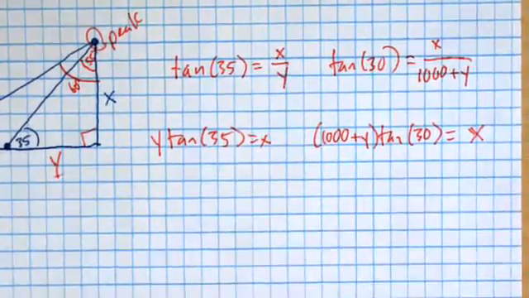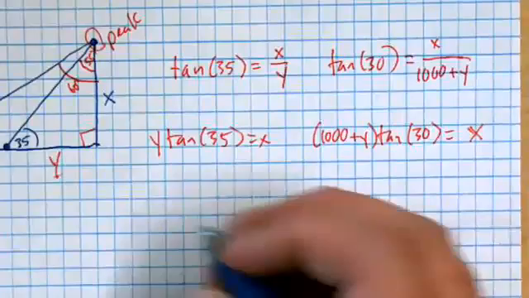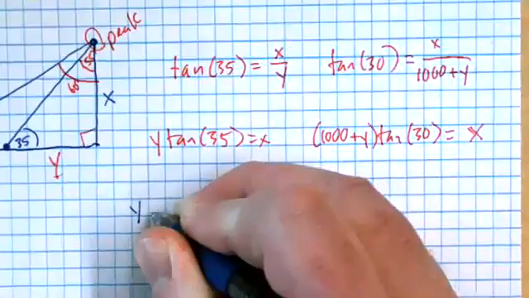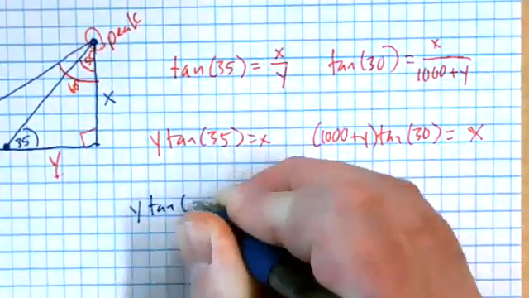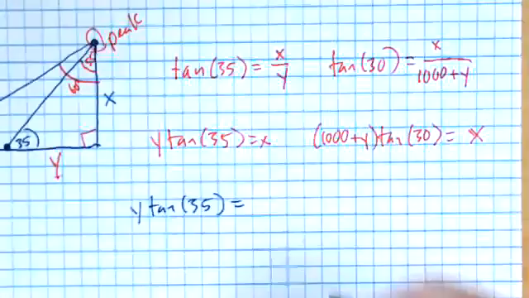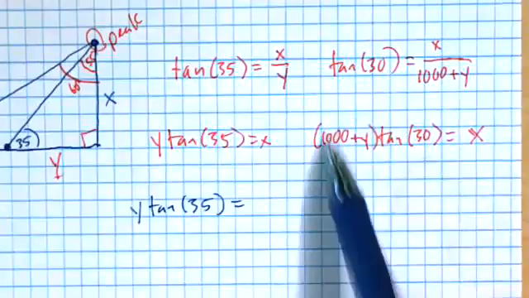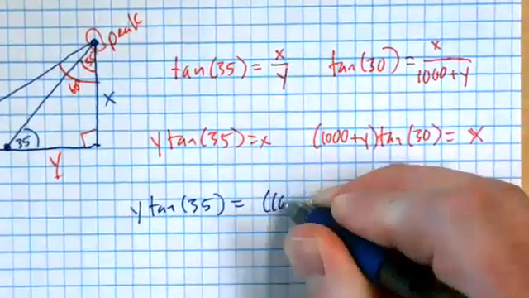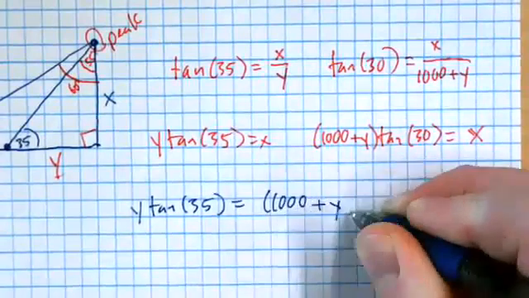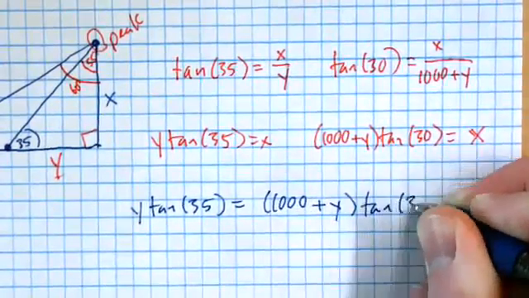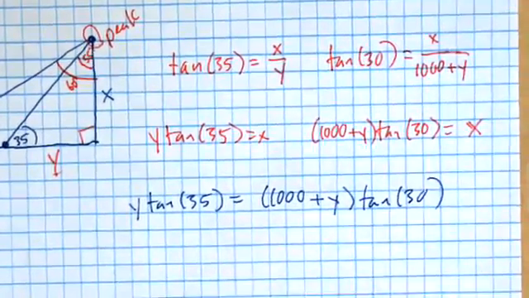All right, so since these are both equal to x, I can put them together. So my new equation that's only going to have y's in it would be y tan 35 equals, instead of writing x, I'm going to write something else that x is equal to, 1,000 plus y times tan 30. And we can definitely solve that. It's going to be messy, but it only has one variable in it.